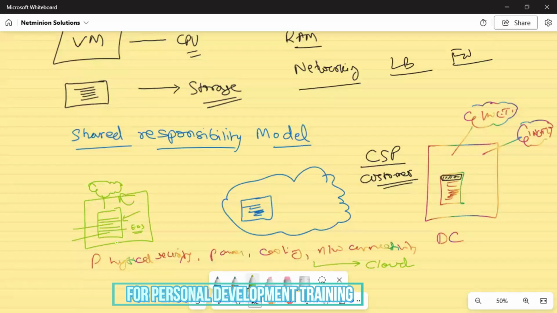But at the same time, the consumer is responsible for the data and the information they are storing in the cloud. Because you cannot rely on the cloud service provider to read your data and secure your data. No, no, no. It has to be done by yourself, as a consumer. So depending upon the situation, this responsibility keeps on changing. But this is how the shared responsibility model comes into the picture.